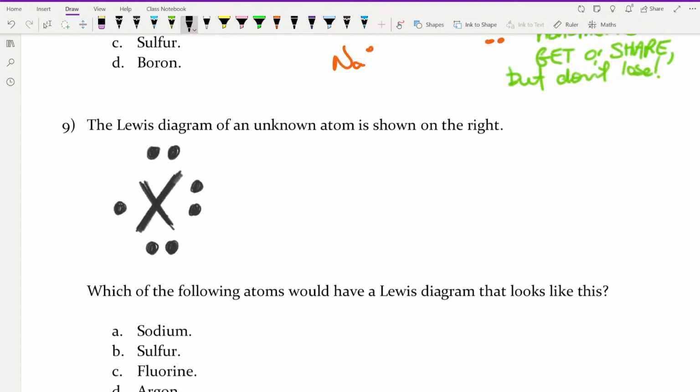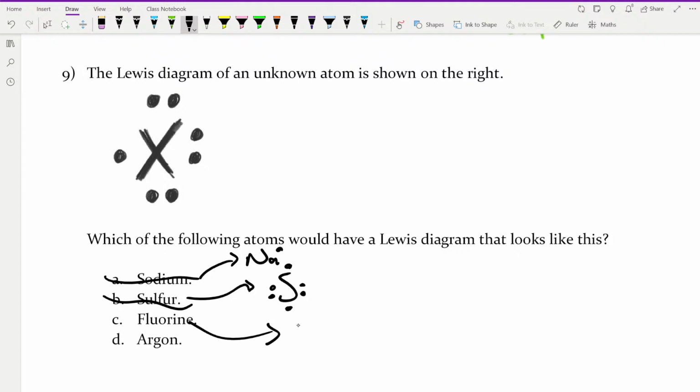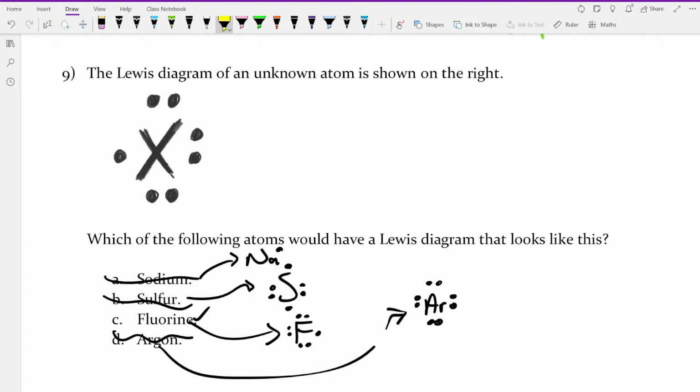All right, well, this is a Lewis diagram, and it has to have 7. So sodium is just 1 electron, so it can't be that. Sulfur has 6 electrons, 2, 3, 4, 5, 6, so it can't be that. Fluorine has 7, 1, 2, 3, 4, 5, 6, 7. So that's it, just to show, argon has a full shell, so it can't be that. So the correct answer is fluorine.